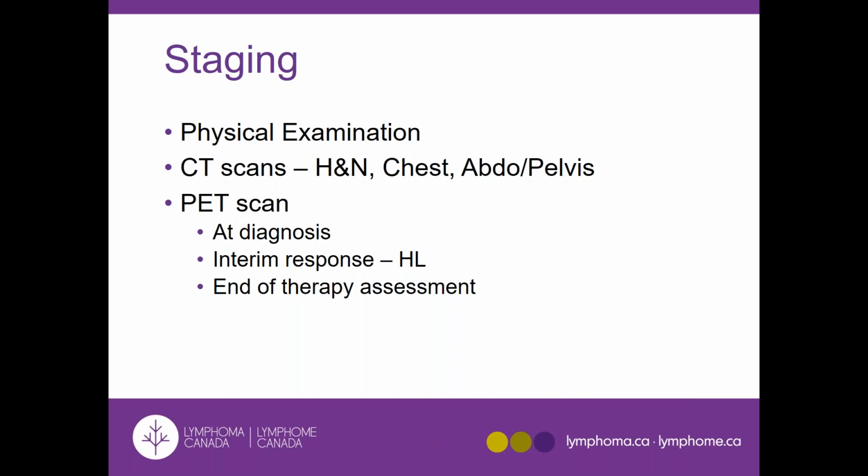So most patients will have a PET scan with CAT scans at diagnosis. There are some indications where looking halfway through with a PET scan is helpful, so in Hodgkin lymphoma, and at the end of treatment, this will be performed, and it's very good at telling us whether we've gotten rid of all the lymphoma, and particularly if the PET scan is negative, where we feel very confident that we've gotten rid of most of the lymphoma.